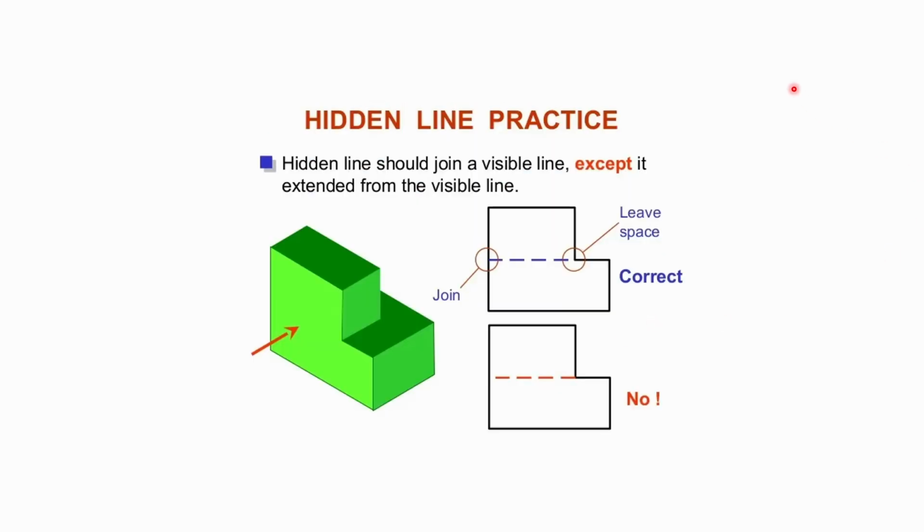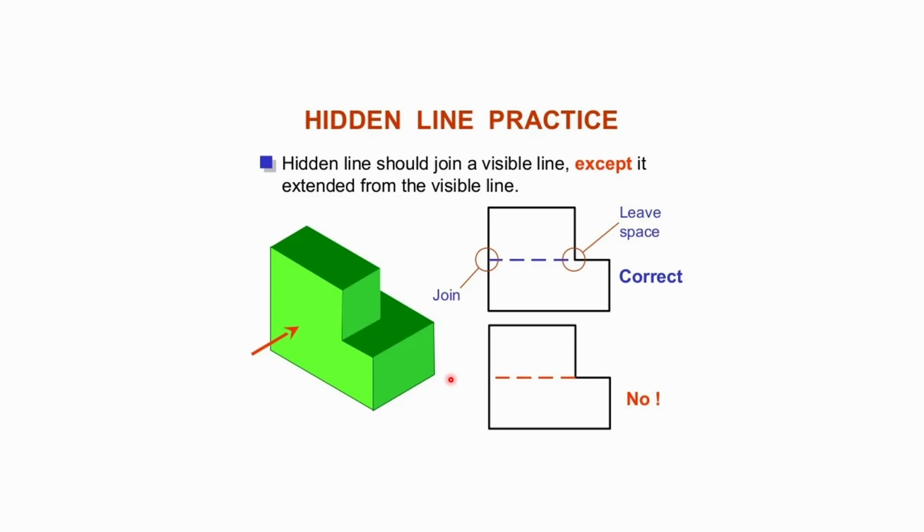All right, hidden line practice. Honestly, I've never run into this before, but for hidden lines, it says leave a gap on this side over here. You have a thing here, and you have a hidden line that's going across the back there.